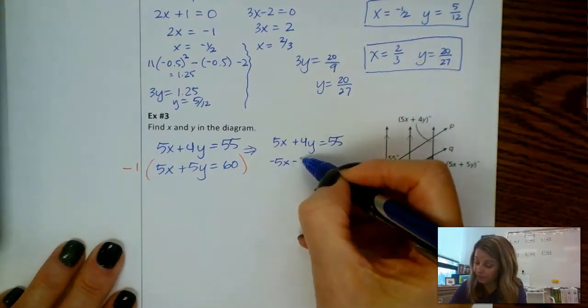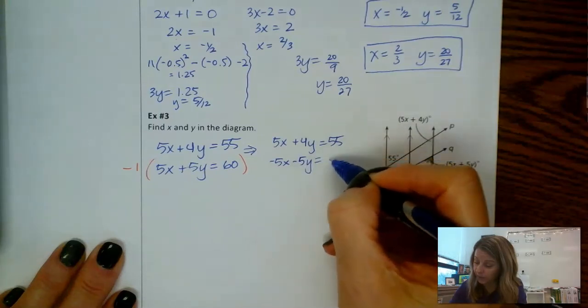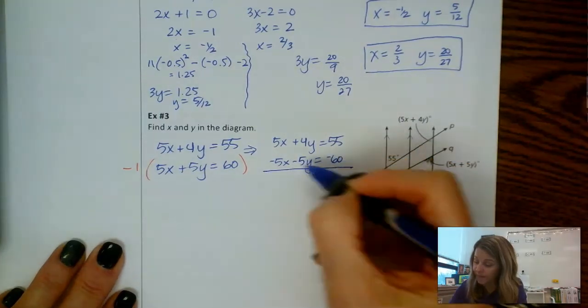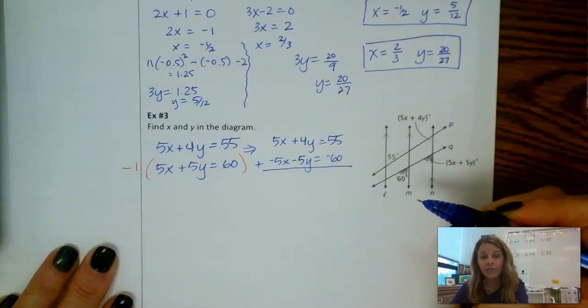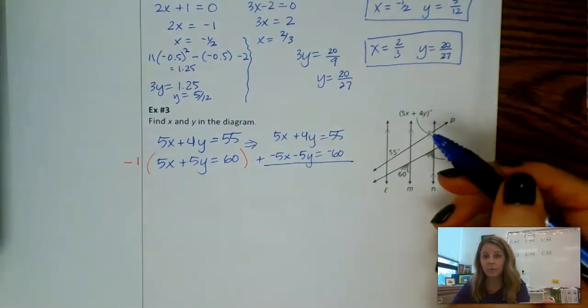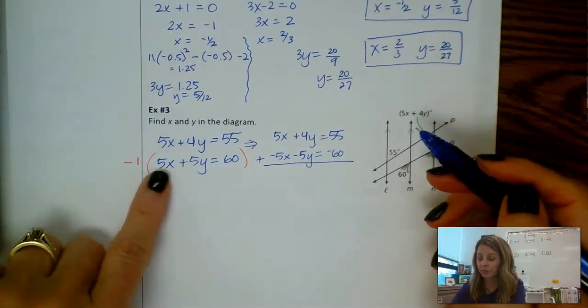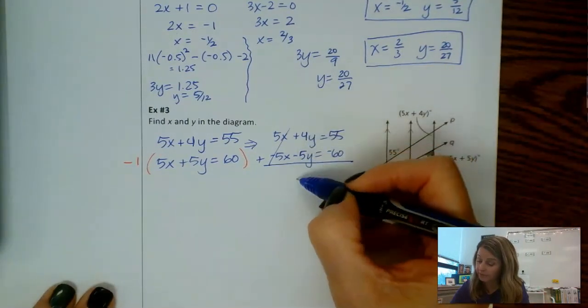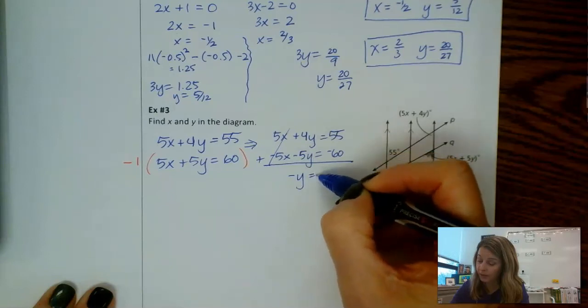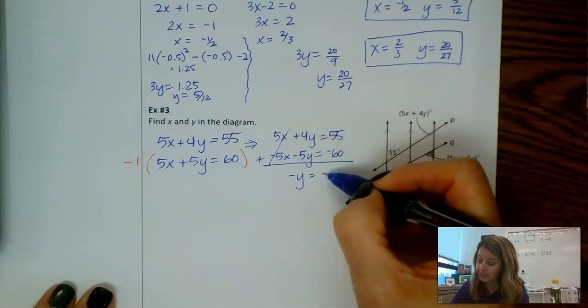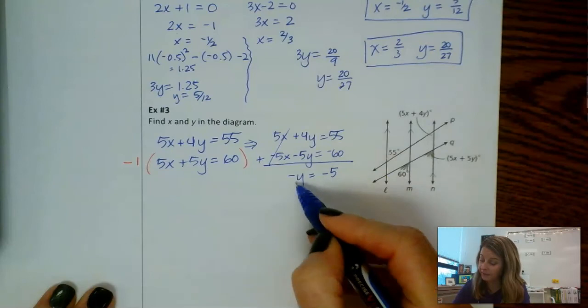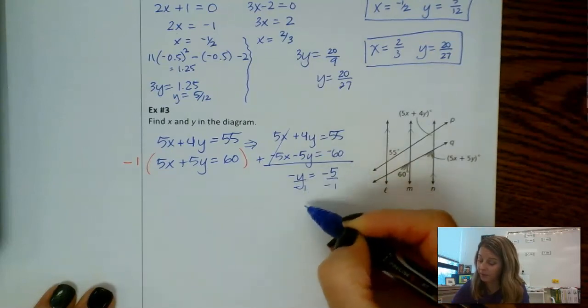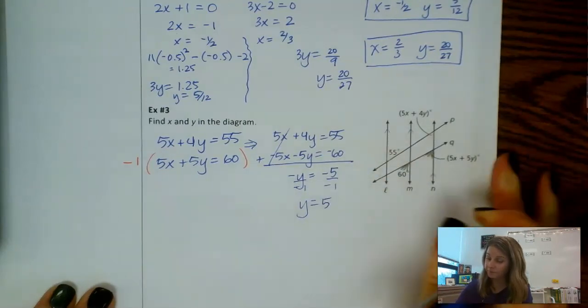So -5x minus 5y equals -60. Now, when I go to add, I don't have to worry about remembering to subtract all the other ones if I just want to subtract at the beginning. So these guys are gone. 4 minus 5 is -1y. 55 minus 60 is -5. And then divide by -1. So I get 5 for y.